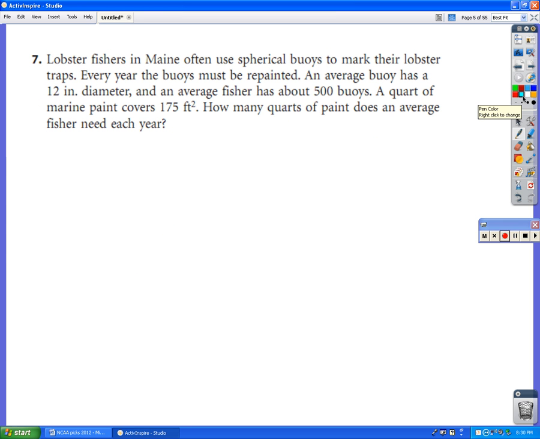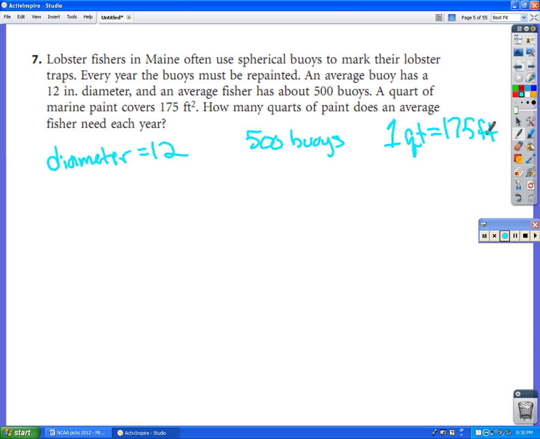Okay, last one then on this worksheet, this little word problem. It says lobster fishers in Maine often use spherical buoys to mark their lobster traps. Every year the buoys must be repainted. An average buoy has a 12-inch diameter. So we know the diameter is 12. And an average fisher has about 500 buoys. A quart of marine paint covers 175 square feet. How many quarts of paint do we probably need each year?